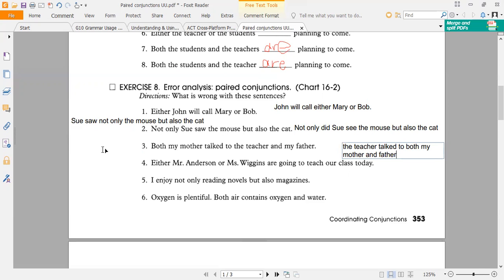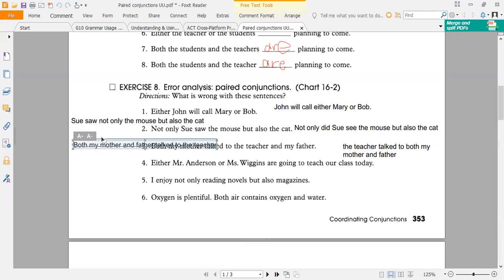What if I wanted to put your mother and father, or your parents, as the subject? We can say both my mother and father talked to the teacher. There is more than one correct answer here. All right, Najee, let's hear your voice. If you don't want to use your microphone, you can always type in the chat box.